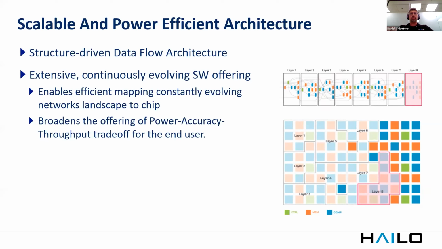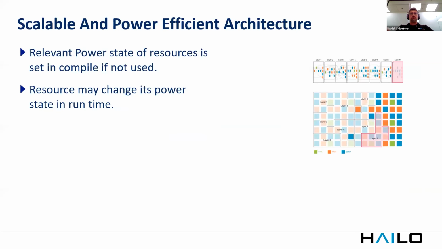And the constant involvement of our software enables the mapping of newer models to the Hailo 8 seamlessly or almost seamlessly, and it constantly broadens the offering of power, accuracy, throughput trade-off for the end user. I just want to go through two quite recent features that were deployed in our software. The first one is in the domain of power efficiency.